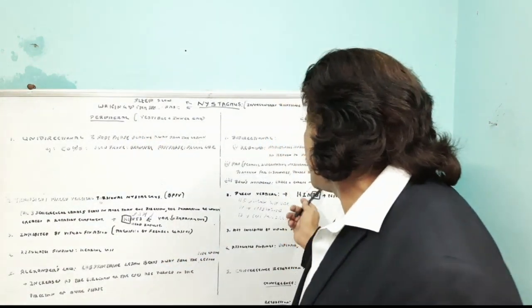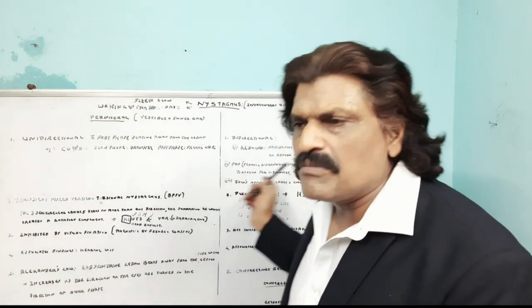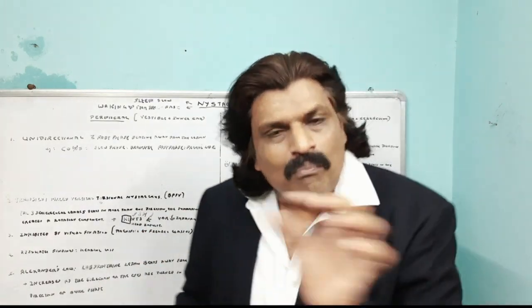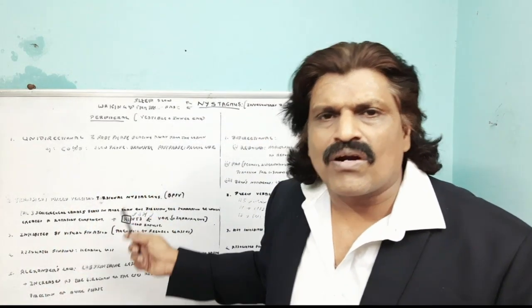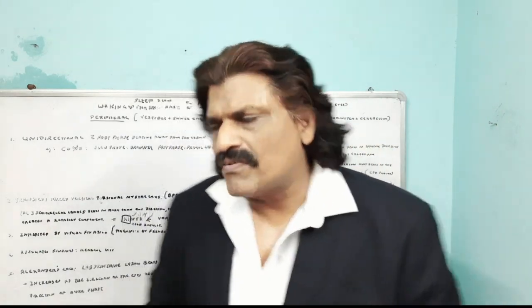Whereas if the nystagmus is torsional, purely vertical or bidirectional, you need to worry because it's a central cause of nystagmus. So if the nystagmus is purely horizontal, it is most probably a peripheral cause. But if the nystagmus is vertical or bidirectional, it is most probably a central cause of nystagmus.